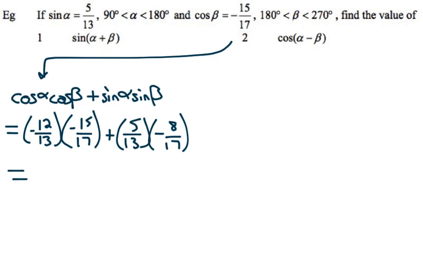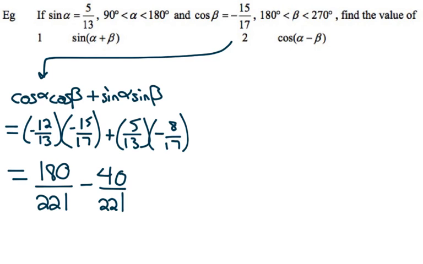Multiply each fraction, negative 12 times negative 15, 180. 13 times 17, 221. 5 times negative 8 is negative 40 over 221 again. Common denominator is built in, so subtract, we get 140 over 221.